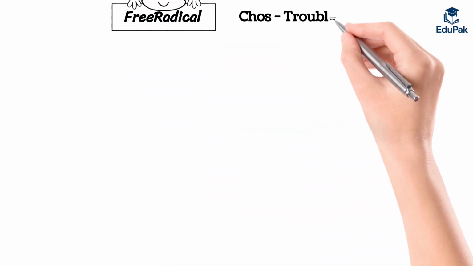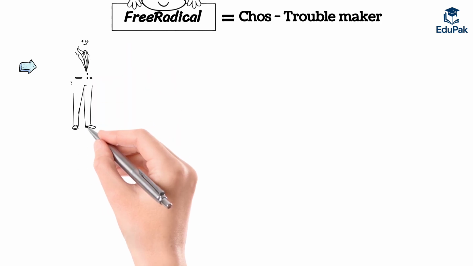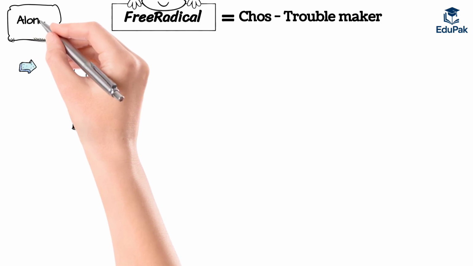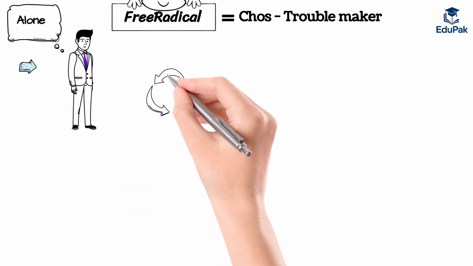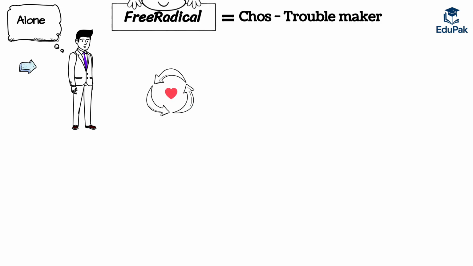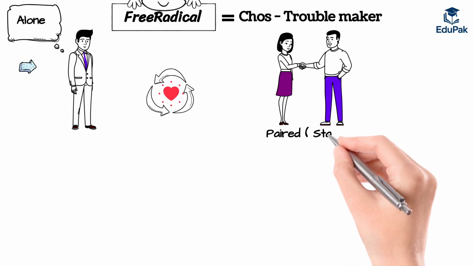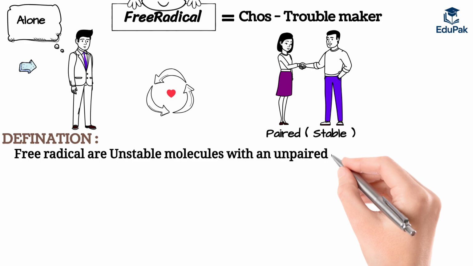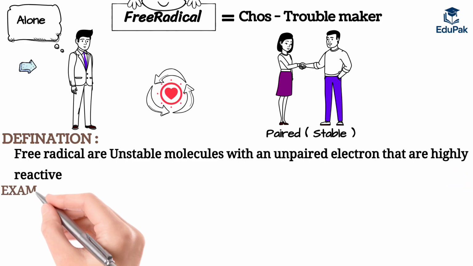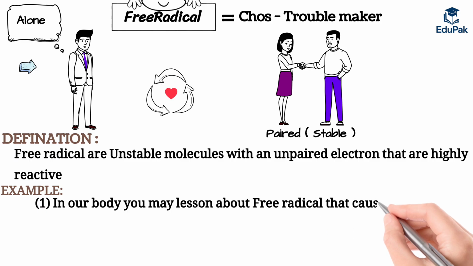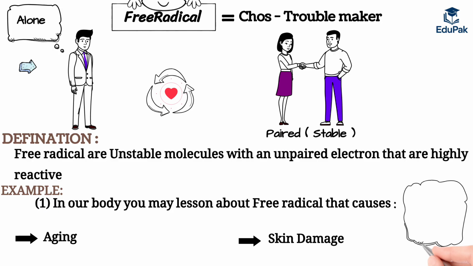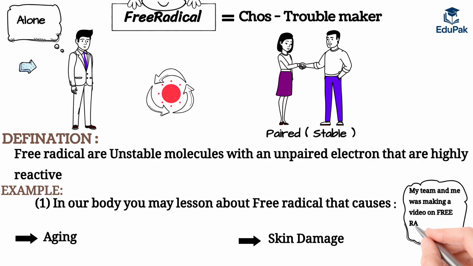Free radicals, the chaos troublemakers. Free radicals are just like lonely single people who are looking for a partner. In the process, they often cause chaos, kind of like a person before marriage, highly unstable. But once they find their pair, they become stable and peaceful, just like a happily married couple. Definition: free radicals are unstable molecules with an unpaired electron, making them highly reactive and unstable. Example in real life. Even in your body, free radicals exist and can cause aging, skin damage. Don't worry, my team EDU Park will make a separate video on free radicals in our body and in different products so you can see exactly how they cause trouble.